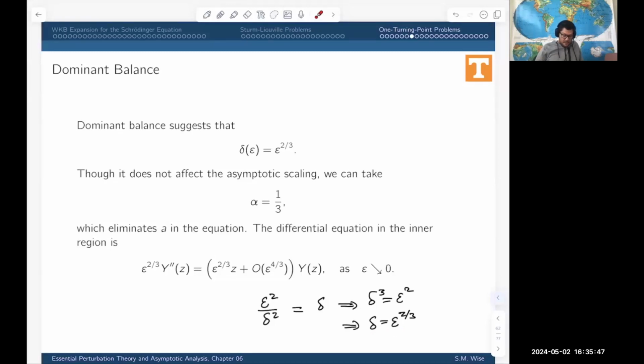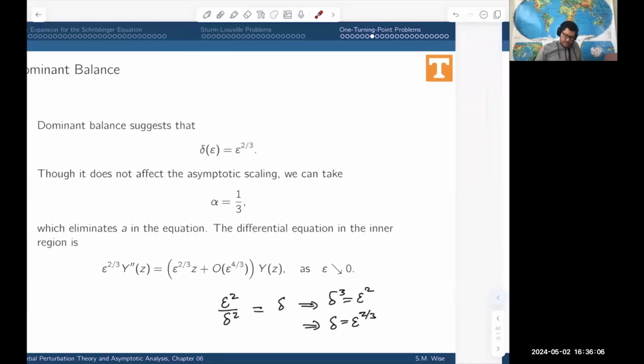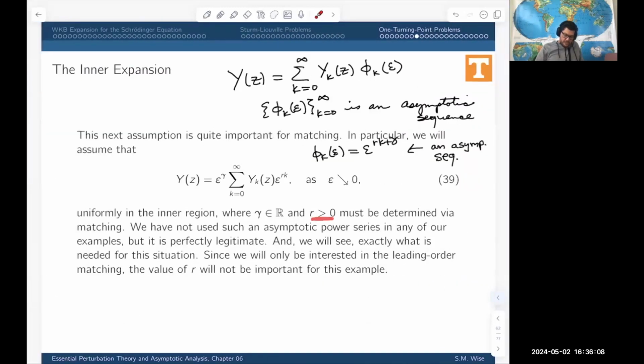Now, what we're going to notice is that we really only have two dominant terms here, these two here, and this one kind of goes away. If we really wanted to know the next term, we would need to know what this term is. Since we're only interested in the leading order approximation, we're not going to care what R should be. We're only going to be worried about what gamma should be. But this is essentially what we're doing: we're assuming that capital Y has an asymptotic expansion in this weird power series of epsilon. Any questions about that?